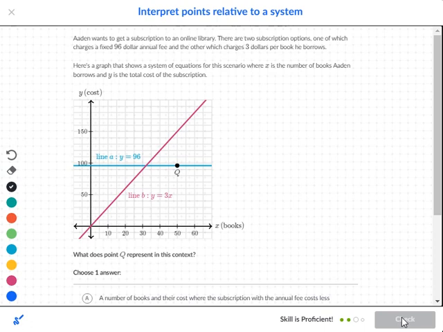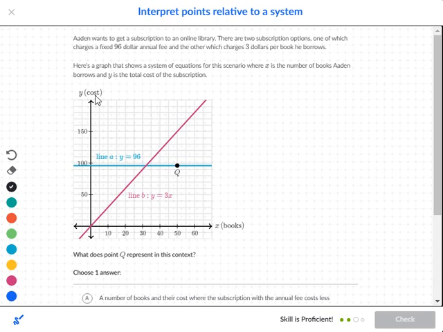Okay, let's look at the next one here. It said Aiden wants to get a subscription to an online library. There are two subscription options, one of which charges a fixed $96 annual fee, another one charges $3 per book borrowed. Here's the graph that shows the system. So the blue is the $96 annual fee, and the red is the $3.